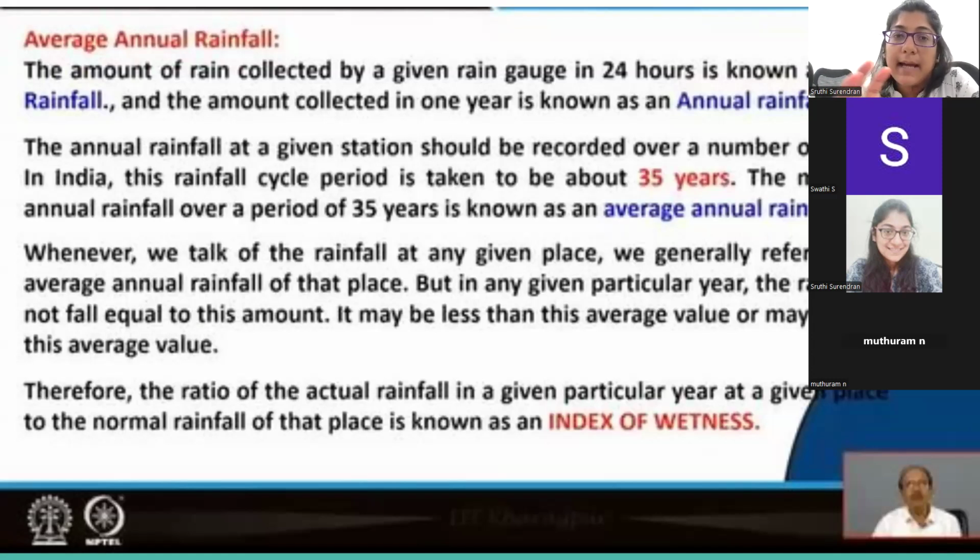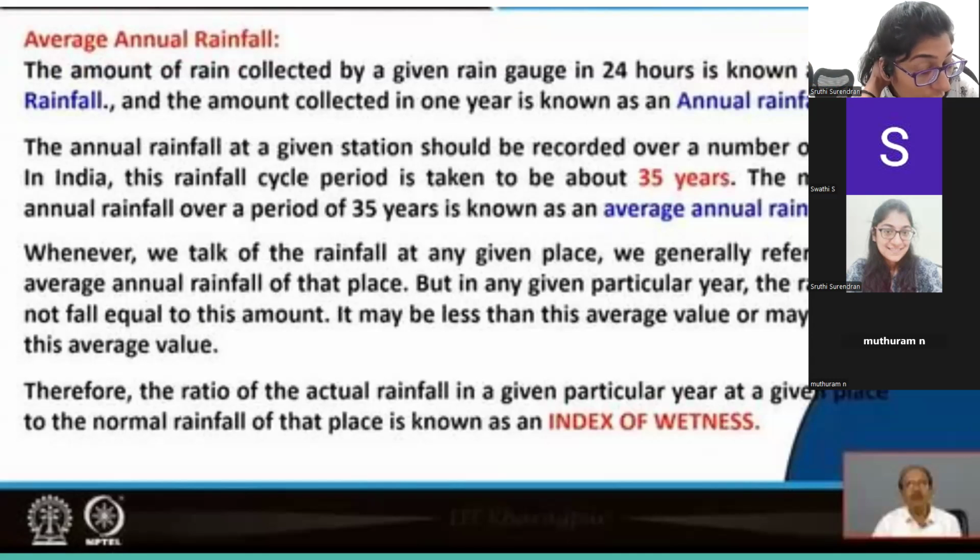So, when we use rain gauges and measure the amount of rain that is collected in one day or 24 hours, that quantity is called the daily rainfall. Now, if you are considering 1 year, you will have 365 values of daily rainfall. The total amount of rainfall that is collected in 1 year is called the annual rainfall.